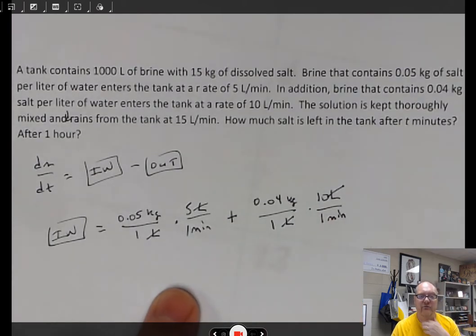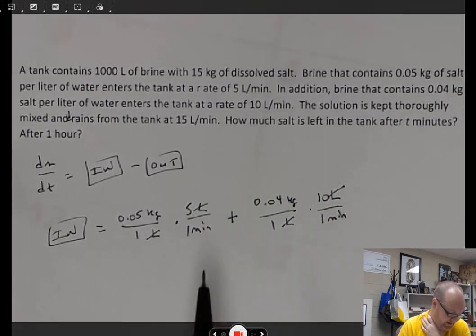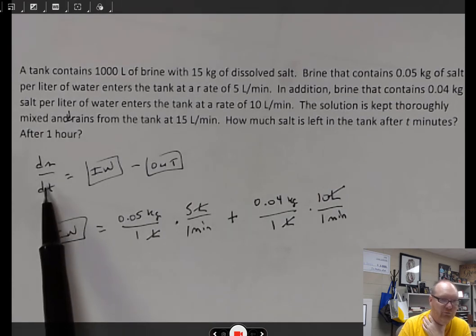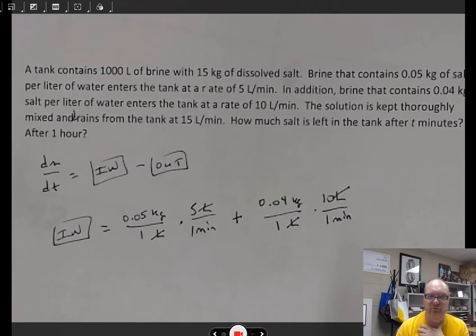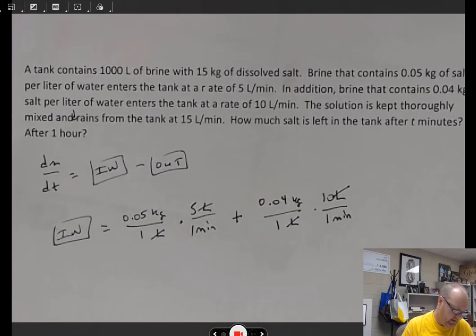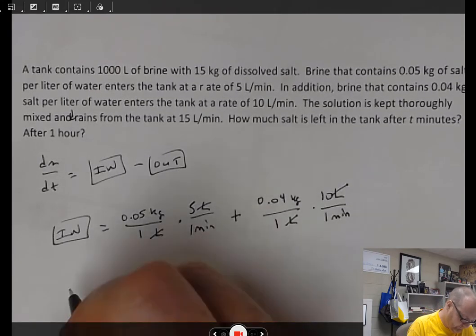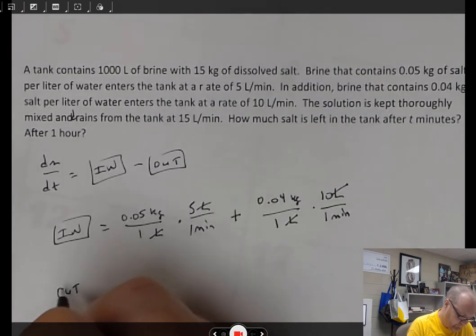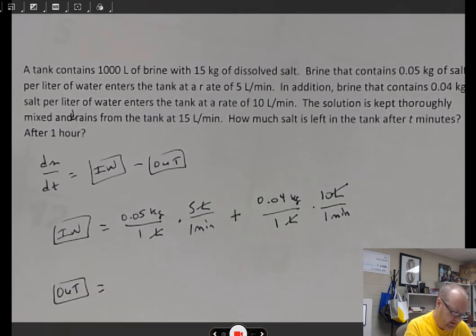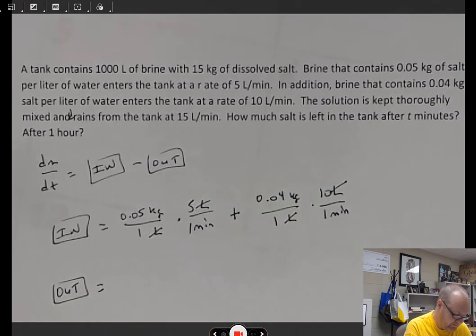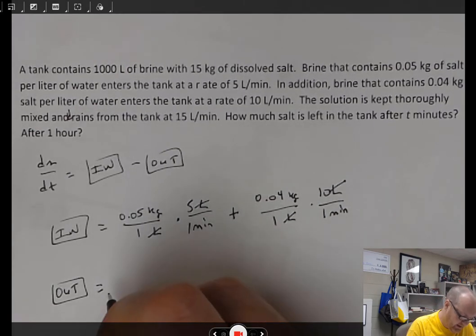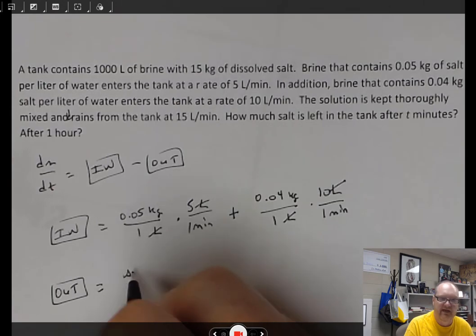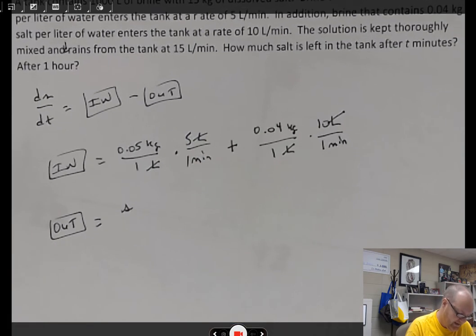So when I cancel all of those units, the only units I should have left describe salt per unit of time, kilograms per minute, so that's working itself out. All right, the out rate. It says the solution is kept thoroughly mixed and drains from the tank at 15 liters per minute. So I have some salt in the tank. That's what we're trying to describe.